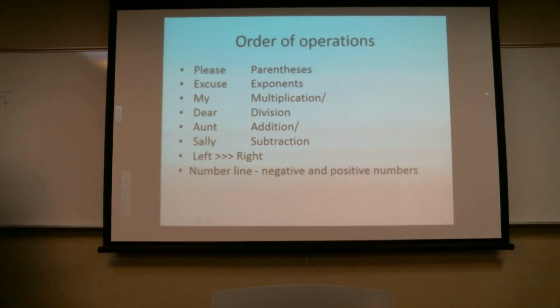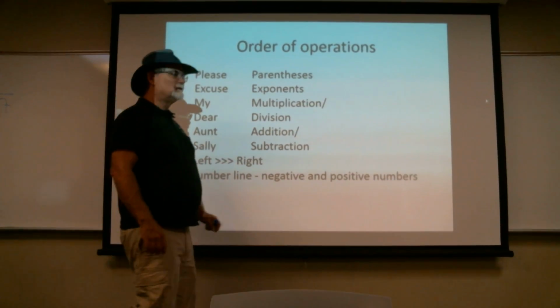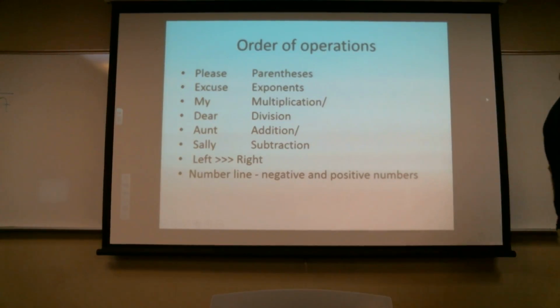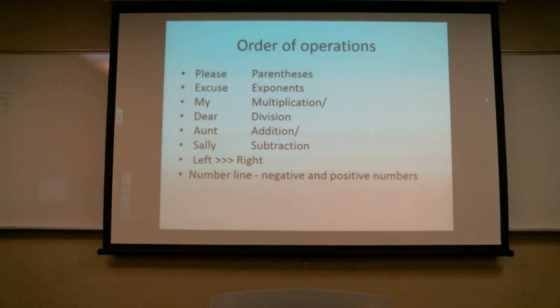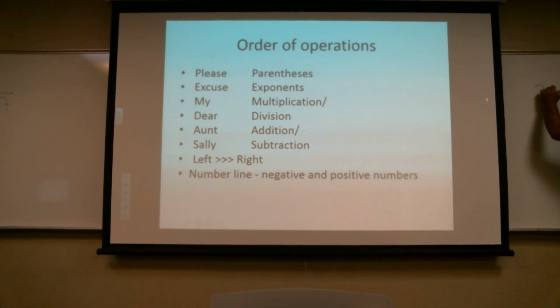All right, and then order of operations, you guys remember PEMDAS, or please excuse my dear Aunt Sally. This one, probably the only caveat to remember is that within the group of multiplication and division, left or right takes precedence. And within the group of addition and subtraction, left and right takes precedence. So let's say I take 7 plus 3 minus 9 divided by 3 times 2.